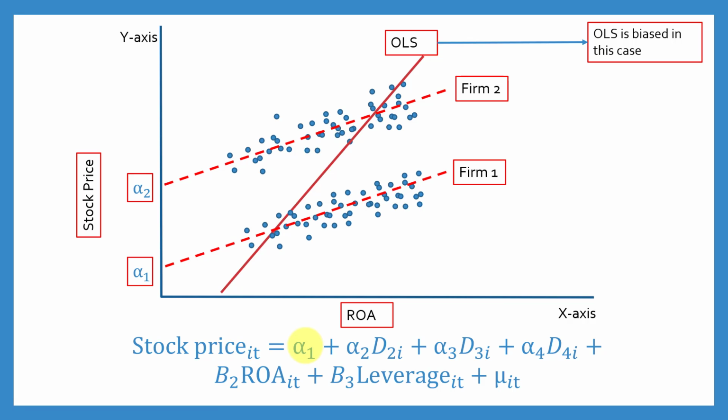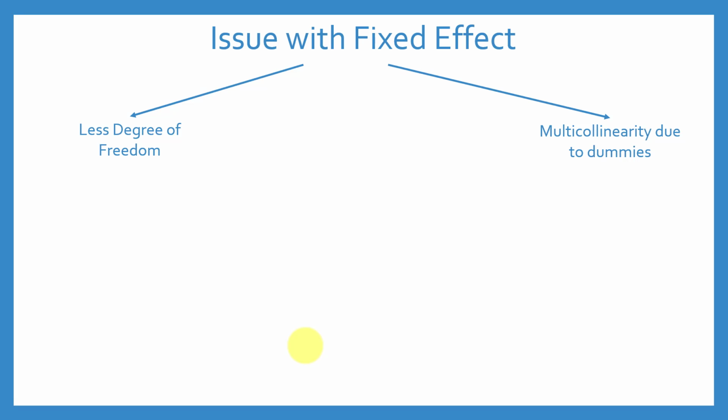Now, this was the basic idea of the fixed effect model. We tackle the issue of individual heterogeneity by introducing dummy variables in the model. Now, what are the issues that we face with fixed effect? First, we lose degrees of freedom because we have introduced more dummy variables. The more dummy variables we have, the fewer degrees of freedom we would have. In this case, we just had 4 firms, but you know that in your case, you would have more than that. Secondly, by introducing more dummy variables, there is a chance of introducing multicollinearity in our dataset.